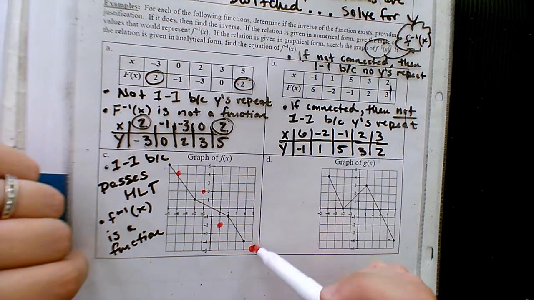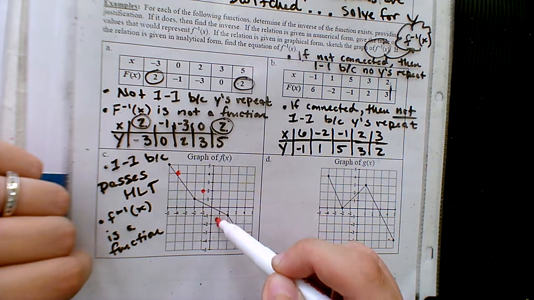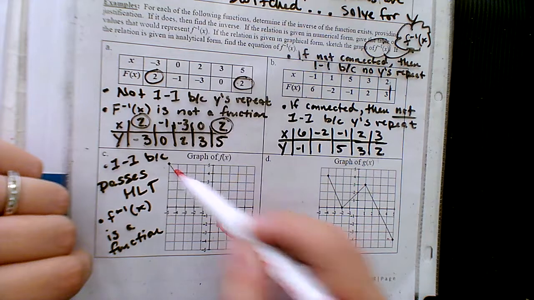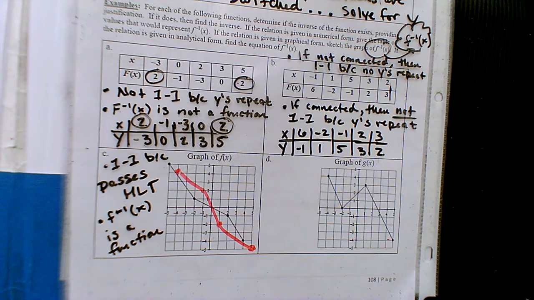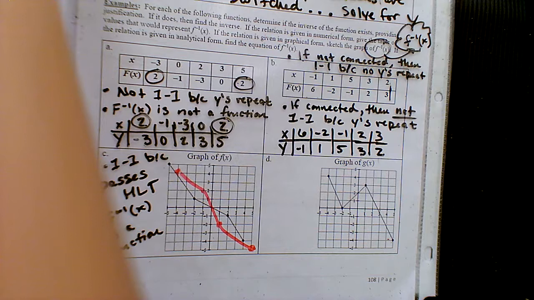All right, so make sure you connect them in order. It should look something like that. If you did a vertical line test, it would pass it. We said it should be a function, right? So it checks out.